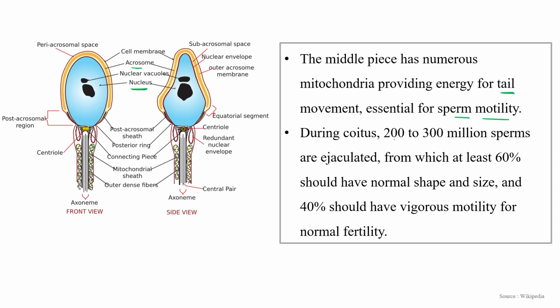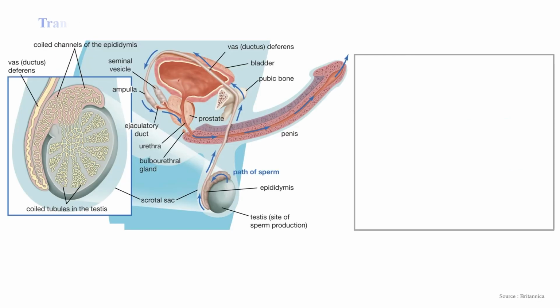During coitus, approximately 200 to 300 million sperms are ejaculated, from which at least 60% should have normal shape and size, and 40% should have vigorous mobility for normal fertility. Vigorous motility is required for fertilization.